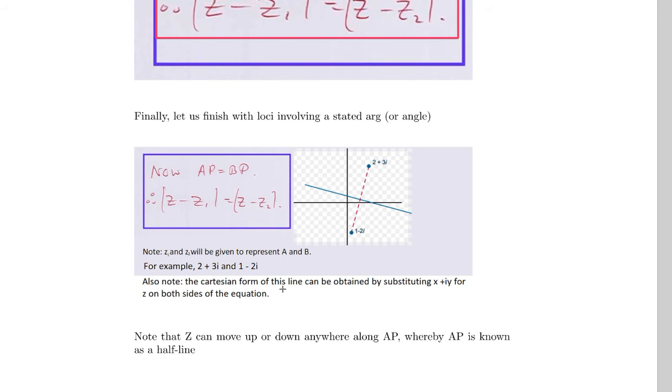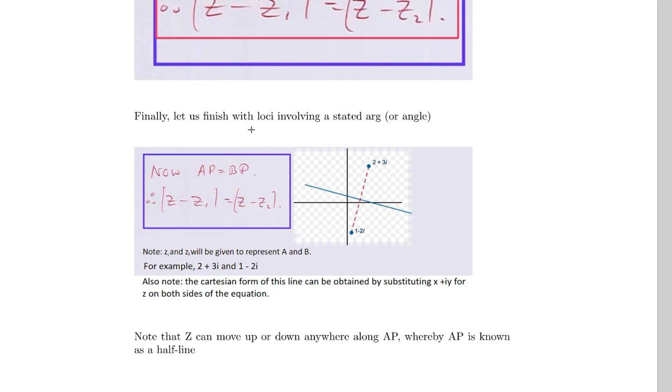And also note that the Cartesian form of this line, this is simply a linear equation here, can be obtained by substituting x plus iy for z in both situations. So I can put x plus iy in here and x plus iy in here, they're the same. And utilizing the absolute value, the length can be calculated by way of Pythagoras' theorem or Pythagoras-esque relationships. Then you will be able to find the linear equation that represents that line.